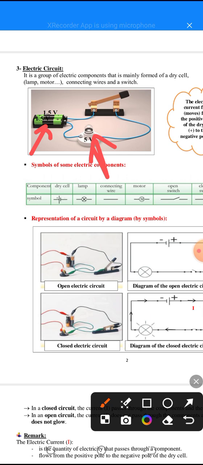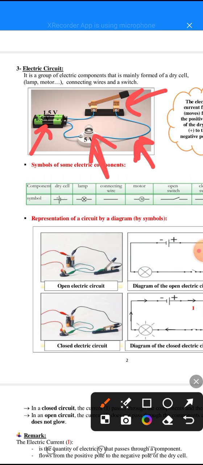And in order to connect this lamp to the dry cell, we have to join them by something called connecting wires. This is the connecting wire. We can also add something called a switch. A switch can control the electricity, it's on off. So when we join these electric components together, we form something called an electric circuit.